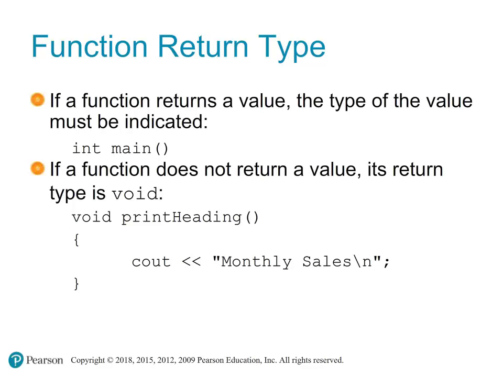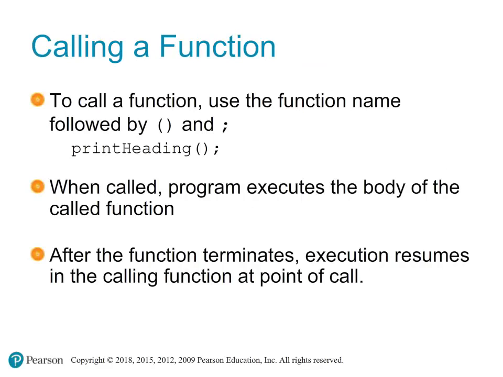called it. So in this example, we have a void print heading, and inside the body, we have a cout statement. Here, print heading doesn't return any value. It simply prints monthly sales to the console. The return type is void, indicating that no value will be returned. To invoke a function, you use the name followed by parentheses and the semicolon. Here, print heading, round parentheses, semicolon is a function call that triggers the print heading function to execute.